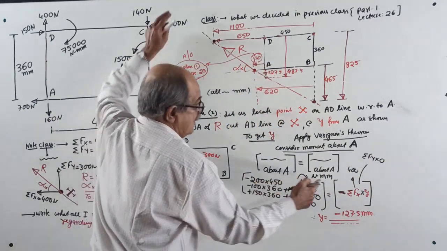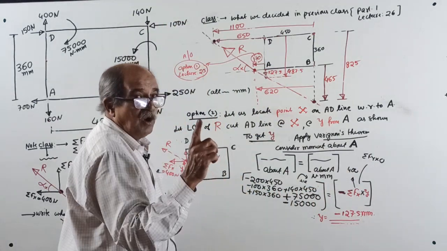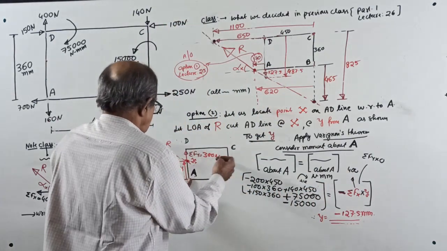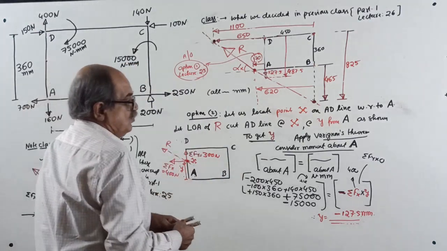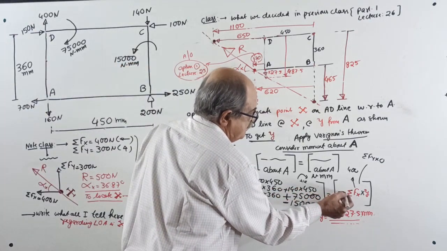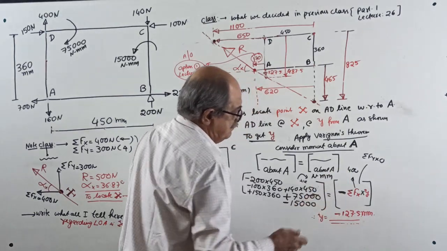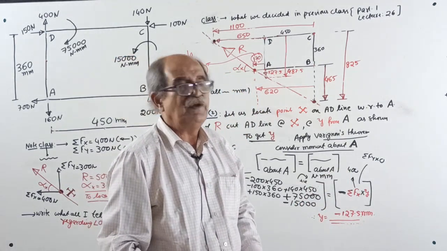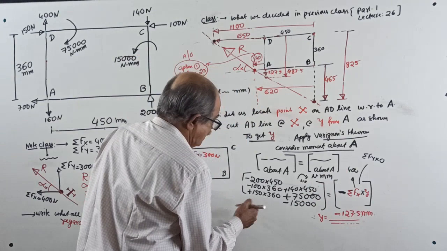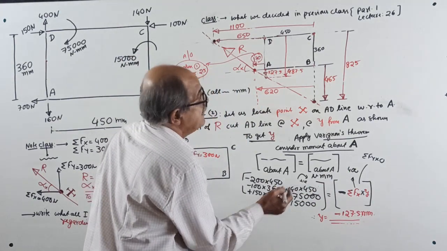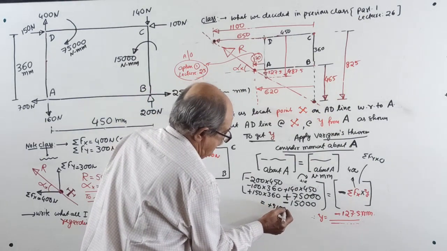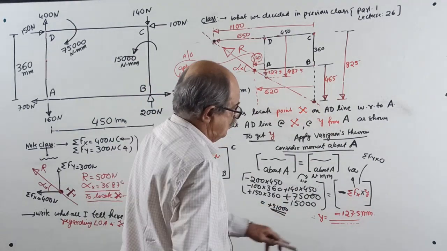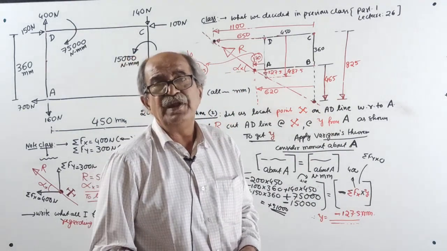Sigma Fx is 400, but be careful, clockwise is positive. So sigma Fx into y is anti-clockwise. So, very important, minus. The answer for y will come minus 127.5. The full answer, the left hand side, I already calculated there, plus 51,000. Y will come minus 127.5.